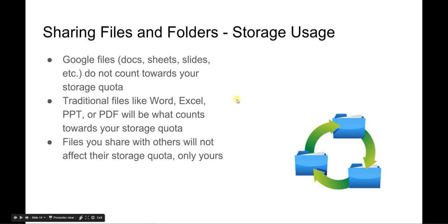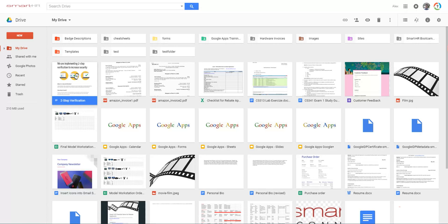It's also good to know how Drive allocates its storage quotas. Google formatted files like Docs, Sheets, and Slides won't count towards your storage quota. It's the traditional Microsoft Office, PDF, non-Google images, videos, things like that that are going to take up space. And shared files, like files that you share with others or files that others share with you, will not take up space in the quota of the person they've been shared with. So if someone shares a file with you, it's not going to take up your space, only files that you own.